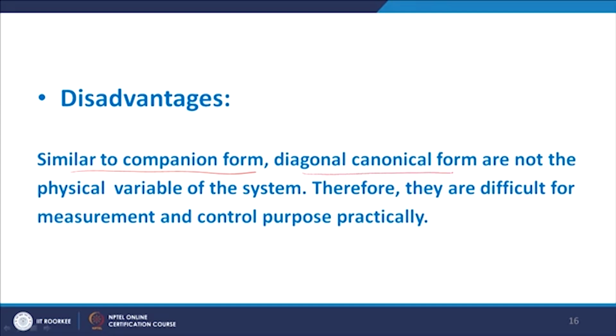Similar to companion form, diagonal canonical form states are not the physical variables of the system. Therefore, they are difficult for measurement and control purposes practically. See here, whatever model we have taken, we are assuming the state variables, but they are not actual variables, they are not physical variables. Therefore, this type of model cannot be useful for measurement and control purposes practically, but as far as the analysis part is concerned, this type of modeling is very much useful.